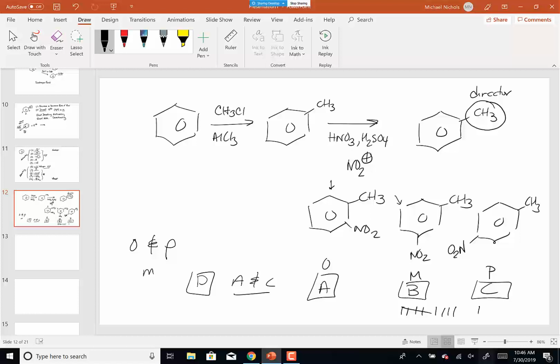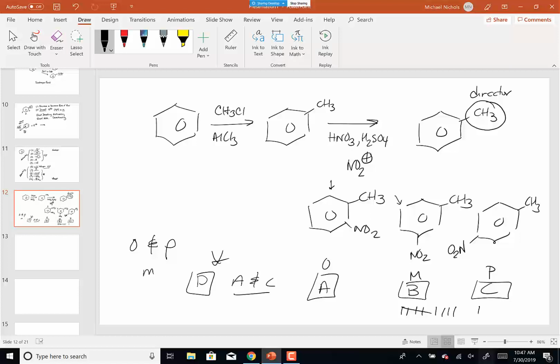D. So, the director is on the ring. The group does not self-direct. The group that's on the ring is going to be the director. So when I do this problem, there are two steps. Number one, what's my electrophile? But number two, bless you, what kind of group is on the ring and what kind of director is it? And then I put the electrophile into the position or positions that the group already on the ring is directing it to. So in this case, the major product would be A and C.